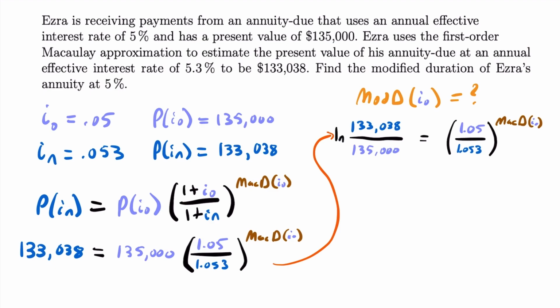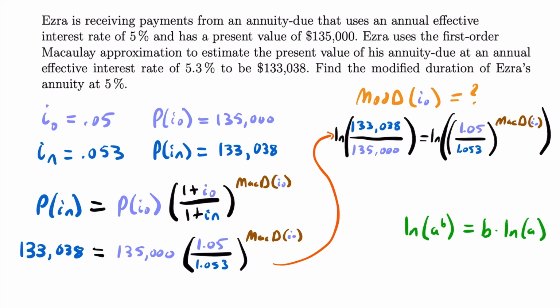I'm going to take the natural log of both sides of the equation, and what that allows us to do is move this exponent of the Macaulay duration outside of the logarithm. We are making use of a logarithmic property that the natural log, or really any logarithm, of a to the power of b is equal to b times the natural log of a. You can take an exponent of a value inside a logarithm and bring it to the outside and multiply it by that logarithm, leaving the original base inside the logarithm.